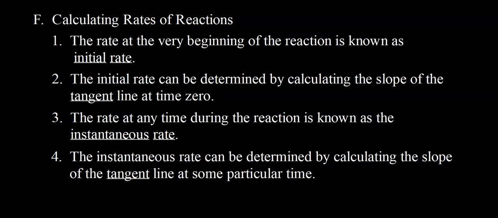Say we wanted to calculate the rate of a reaction, not at the beginning, but at some time during the reaction. We can do this as well. That is known as the instantaneous rate. The rate of a reaction at some instant, at some point in time during the reaction. So how do we do this? Again, we can calculate instantaneous rates by calculating the slope of a tangent line at some particular time during the reaction. So let me show you what I mean.